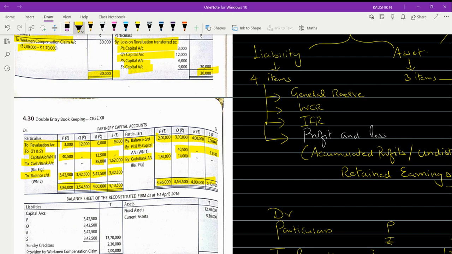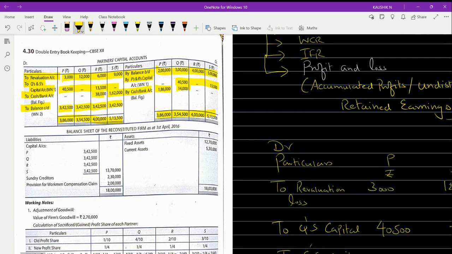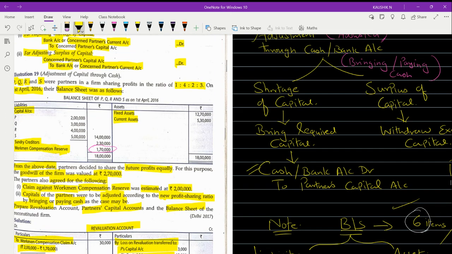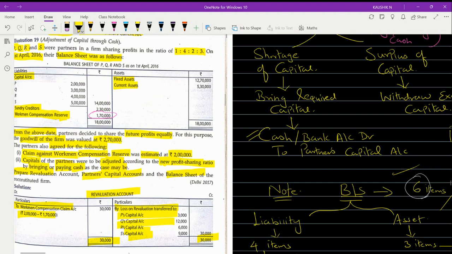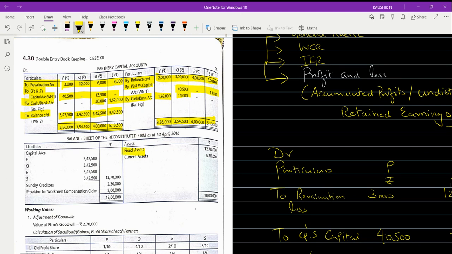And finally, we are just going to bring out the balance sheet. So here, the old balance sheet is a base for the new balance sheet. On the asset side, nothing is being disturbed. So fixed assets and current assets come in as such, 12 lakh 70 and 5 lakh 30, and the total comes to this. On the liability side, you will have the partners' capital accounts, but the amount should be the new amount: 3 lakh 42,500 for each partner. That is the amount you have to bring in for each partner. Clear?